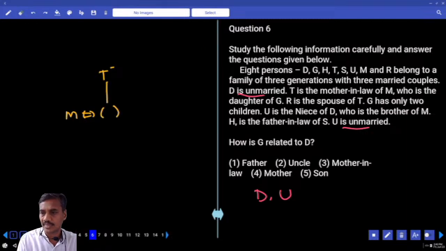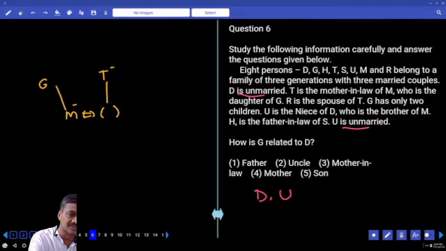And next one, M is the daughter of G. Now this M is the daughter of whom? M is the daughter of G and G is somewhere here. And next one, R is the spouse of T. R and T are married couple, R is here.